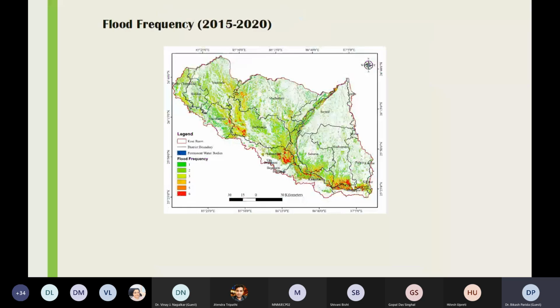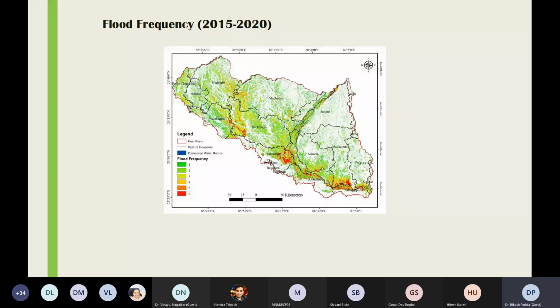And then flood frequency: we have also calculated the flood frequency using the flooding data based on the SAR over the 6 years, 2015 to 2020. The intention over here is to see, for a particular pixel or area, how many times it is experiencing flooding. We find most of these prone areas have 5 to 6 times, that means every year it is having the flood.